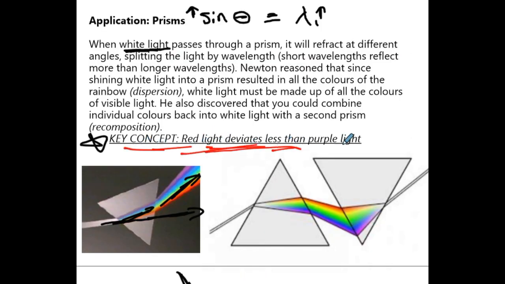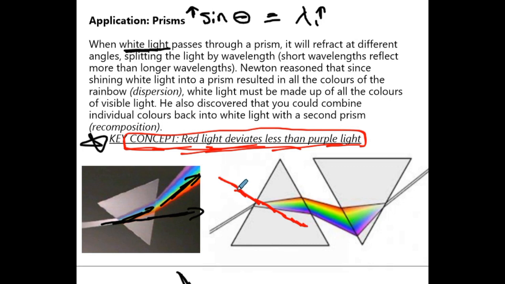Red light deviates less than purple light. If you can understand that, that's a great place to start: red will bend less. But it actually means it has a higher angle compared to the normal. It depends on what you're comparing it to. You're comparing it to the normal. So the normal would have been right here.